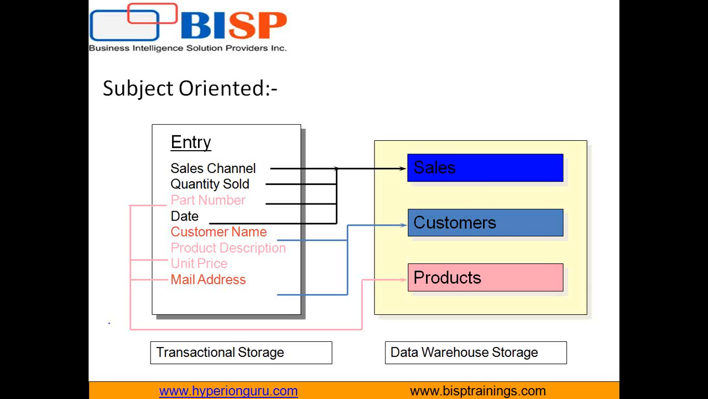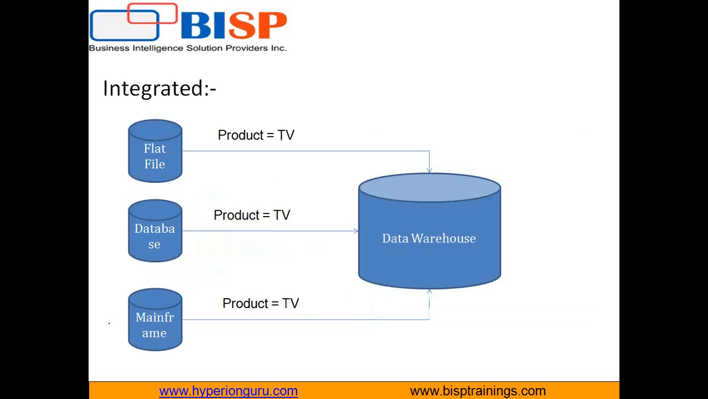Now, the next property of data warehouse is that it is integrated. Now, why is it called integrated? Suppose you have a data warehouse which gets data from three different sources. You have a database where you store the sales information, you have a flat file inventory where you store the information in a CSV file, and you have a mainframe system. Now you have three different systems from where you are sourcing the data for the data warehouse.